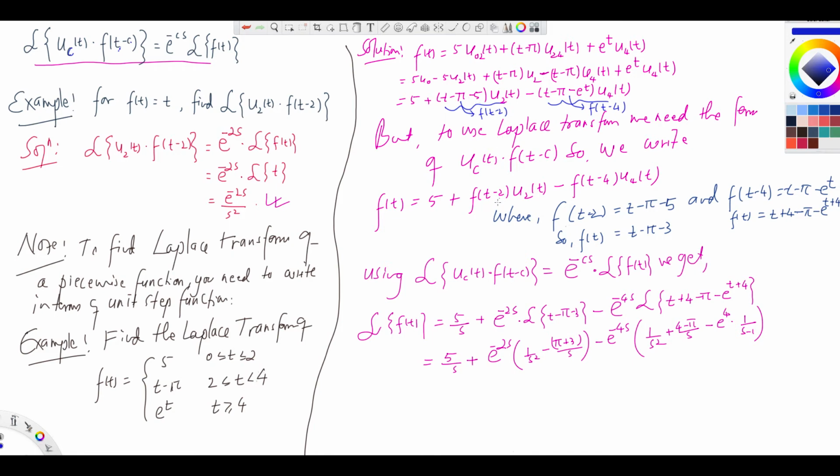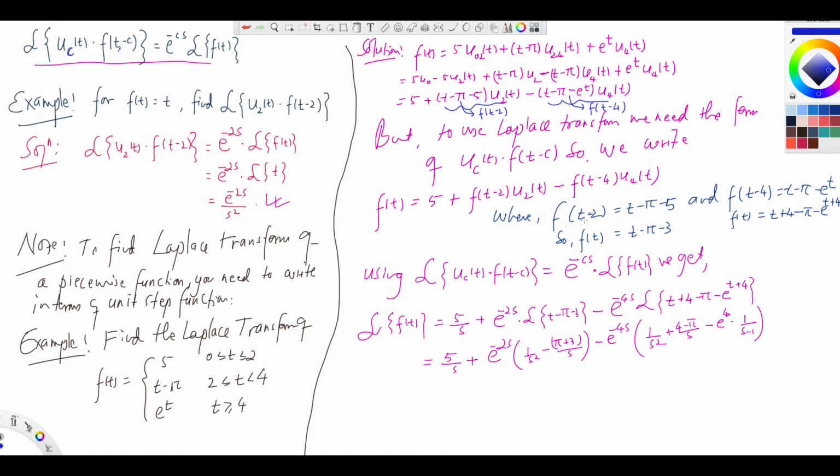So here, what I did is, since there is u2t, this function must be f of t minus 2. This function must be f of t minus 4. That's how I wrote it. But what is the value of f of t minus 2? F of t minus 2 is that thing, t minus pi minus 5. And f of t minus 4 is t minus pi minus e to the t, right? Now, what is ft then? From here you will find out ft.